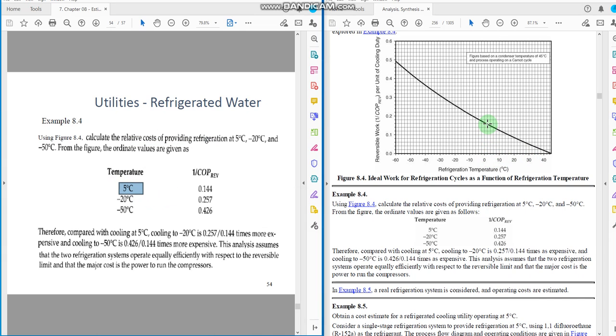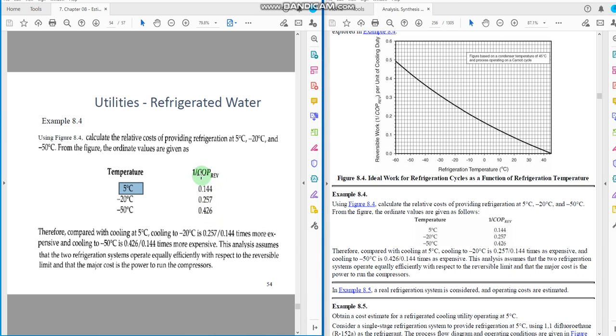Okay, so what we can see here, at 5 degrees C, you can go to this line and then you can see what is the relevant value for 1 divided by coefficient of performance. Okay, so what we can actually see from here, that even if you go to minus 20, you can get the value for this parameter, and again at minus 50 degrees C you can have the value for this parameter. Now what we can actually see here is that this factor is going to increase. How is it going to increase?